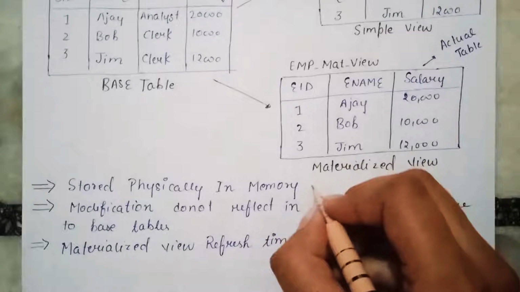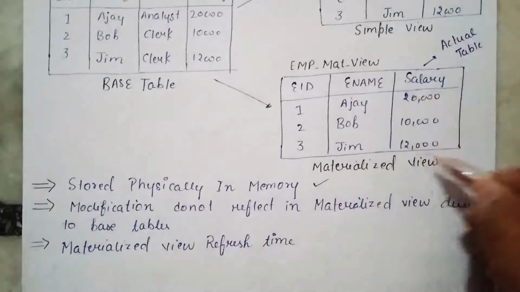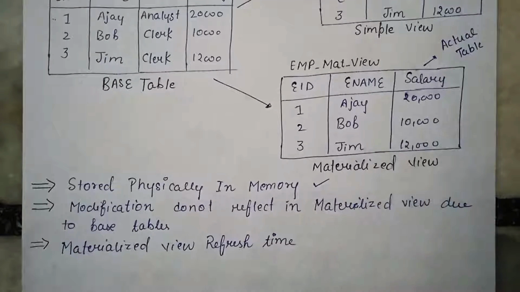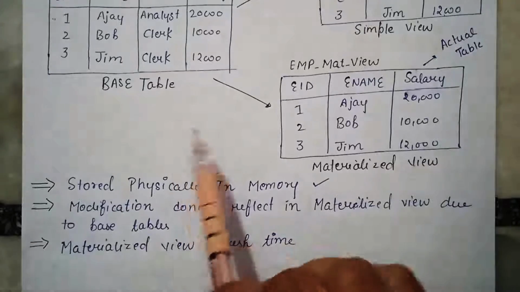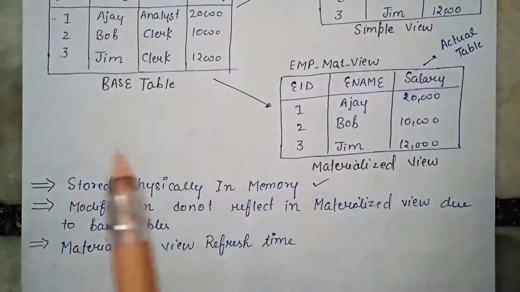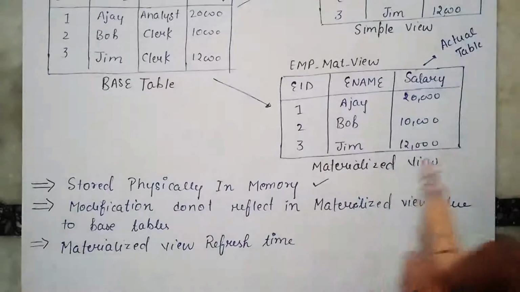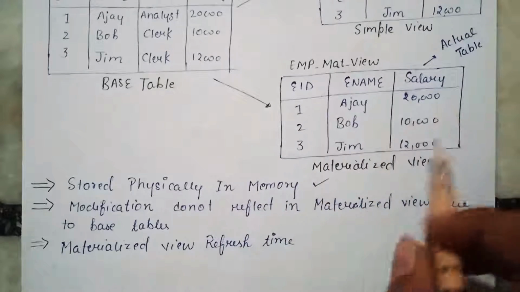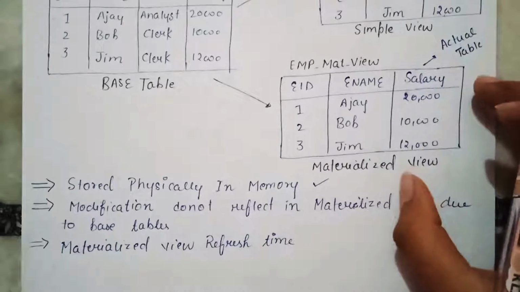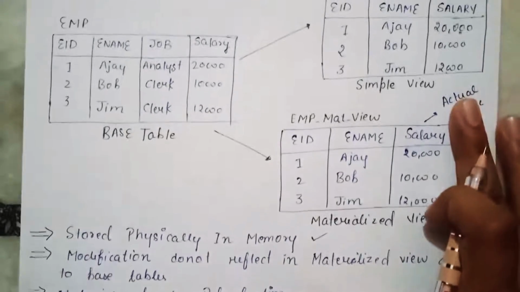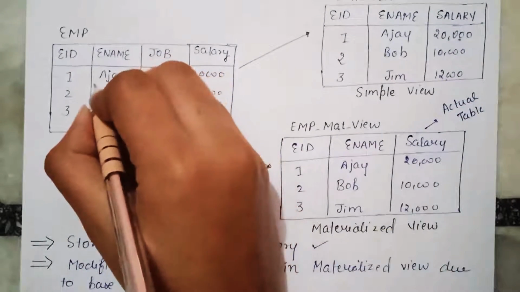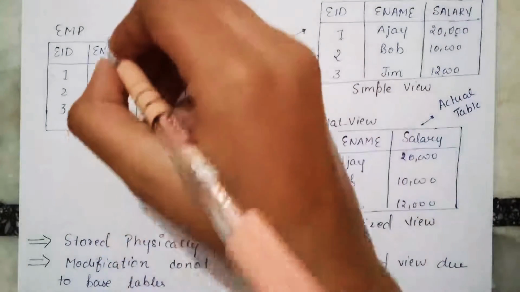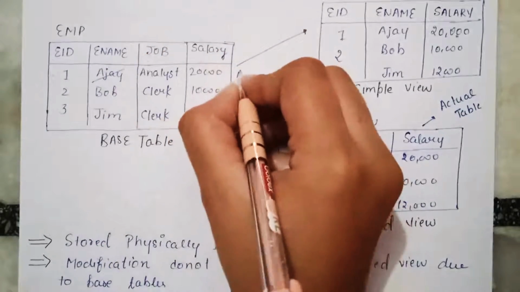The first thing is that the contents of these materialized views are stored physically in the memory. The second thing to know about materialized views is that whatever modifications we perform in the base tables do not directly reflect in the materialized views, because the values taken into the materialized view from the table are stored somewhere else, as it works as an actual table. So let's say we have made some change, for example we have changed the name of an employee from Ajay to Aman.